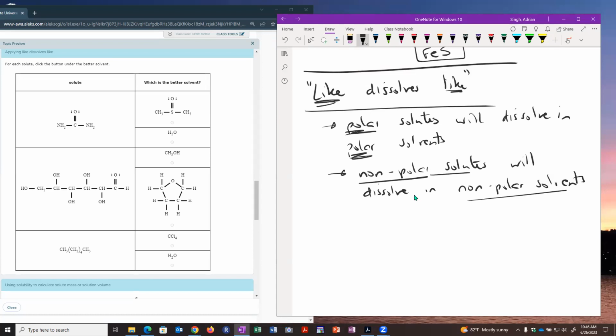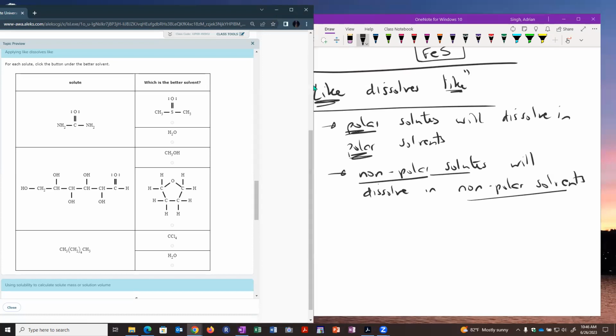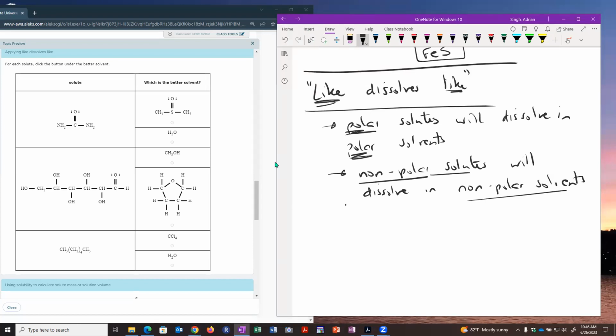So in all of these examples that we're looking at here, we need to decide, well, is the solute polar or non-polar? All right, so in this first example, how do we tell whether it's polar or non-polar? Well, we're looking for highly electronegative elements. So for example, this oxygen here is highly electronegative, and so are the nitrogens. And this is a fairly small molecule. So the solute there is going to be polar, because we have a polar bond between the C and the O. We have a polar bond between the C and the N's on either side.